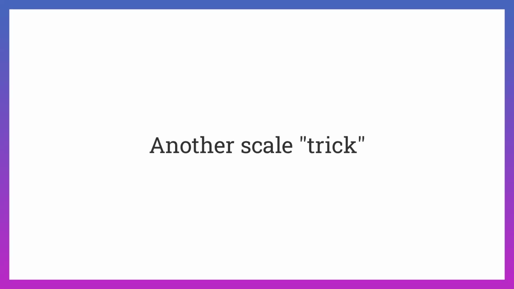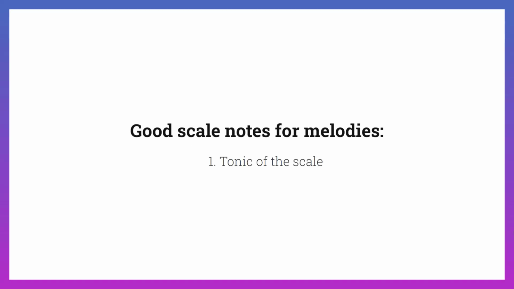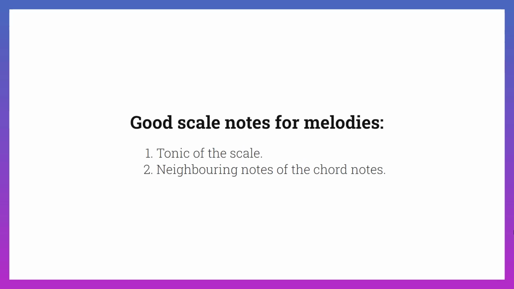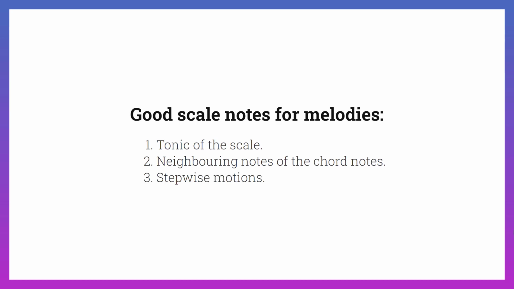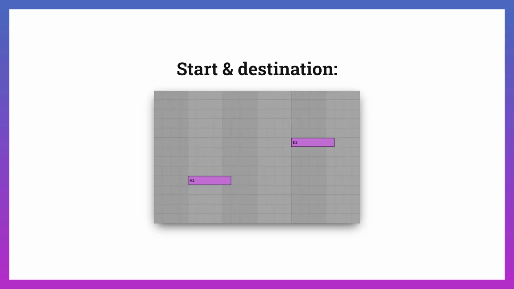Okay, so far we have looked at two different options for additional notes. One, the tonic of the scale. Two, the neighboring notes of the chord notes. Now we come to a third option, stepwise motions. In this method, we connect a start note and a destination note. For this we take scale notes that lie between start and finish. This makes it easier for the listener to guess which note is coming next. It also allows us to soften large jumps between more distant notes.